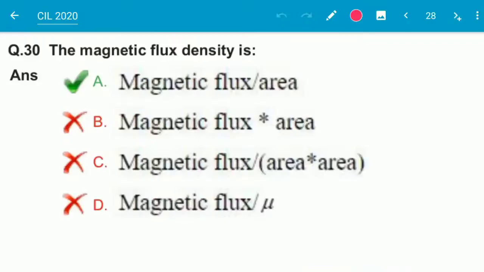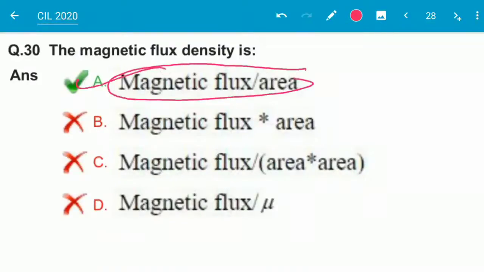And this is the last question. The magnetic flux density is magnetic flux per unit area. This is option number A.